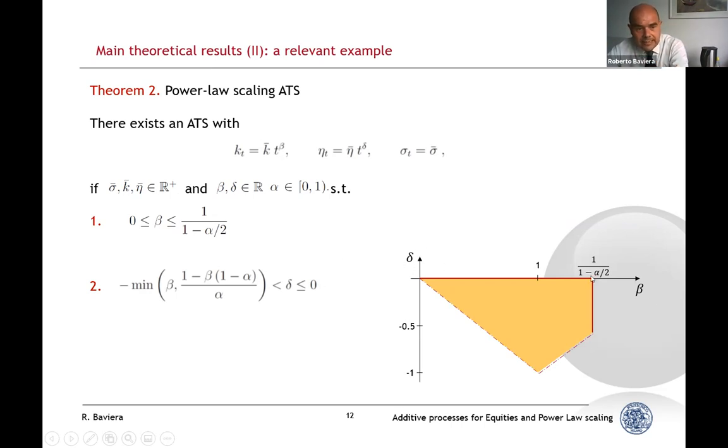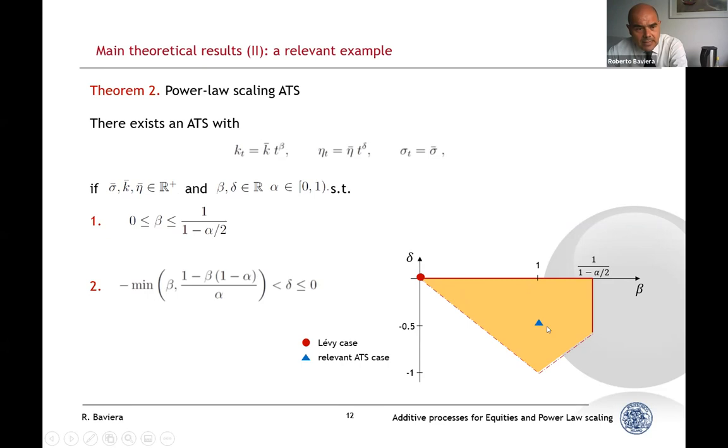These are conditions for delta and beta, and delimit a region within the plane that, in the yellow zone, we have an additive process. Okay, the main thing of this result is to have a very simple ATS process and to see that the Levy case is just one possible additive. It's just the case where beta and delta are equal to zero, so it corresponds to this red dot.